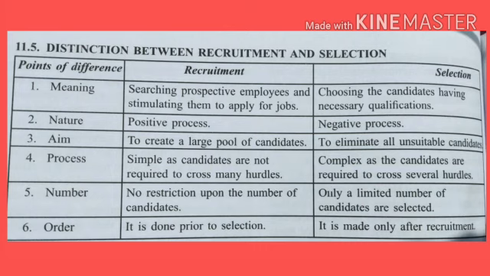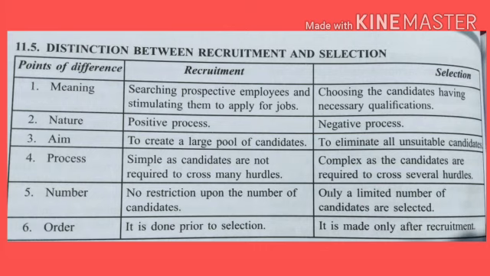On the basis of nature, recruitment is a positive process. On the other hand, selection is a negative process. On the basis of aim, in recruitment, the aim is to create a large pool of candidates. On the other hand, in selection, the aim is to eliminate all unsuitable candidates.